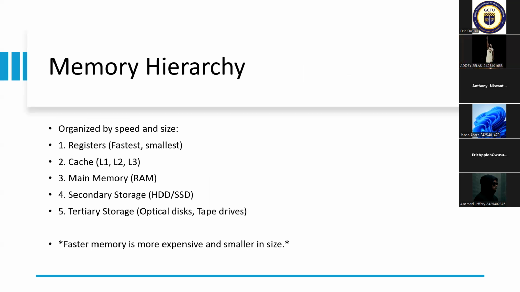Okay, so the memory hierarchy, organized by speed and size. Registers, fastest, smallest, and also the cache, L1, L2, L3. And the main memory, that's the RAM. Also, the secondary storage, HDD or SSD. Tertiary storage, those are the optical disk and tape drives. For faster memory, it's more expensive and smaller in size. Next person.